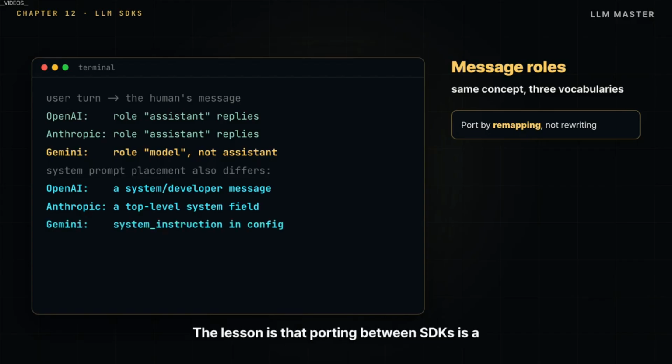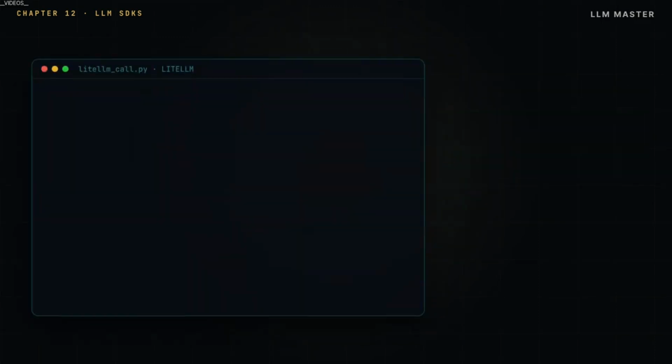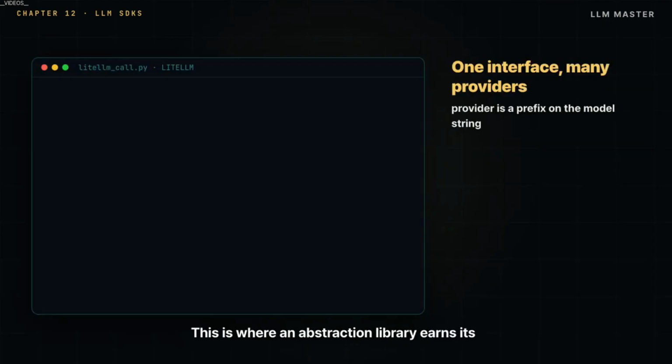The lesson is that porting between SDKs is a remapping exercise, not a rewrite. The intelligence is portable. The envelope is not. Once you see the mapping, you can automate it, which is precisely what abstraction libraries do. This is where an abstraction library earns its keep. LiteLLM is the best known.